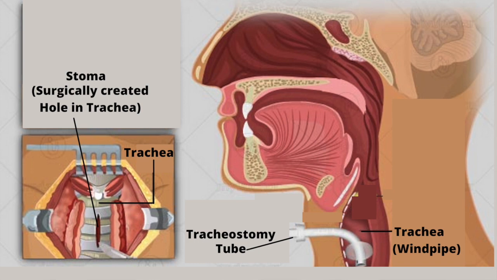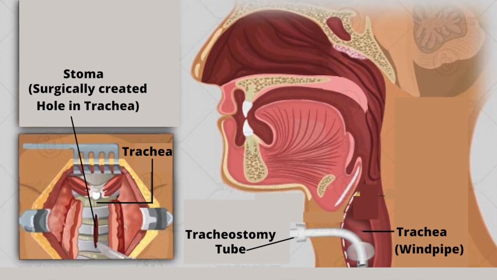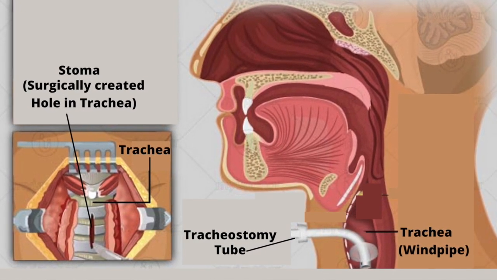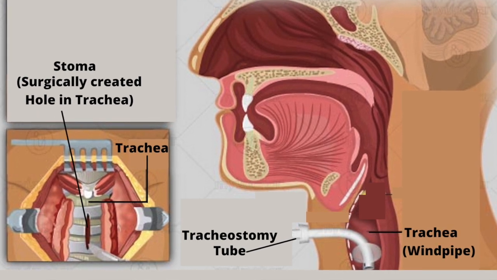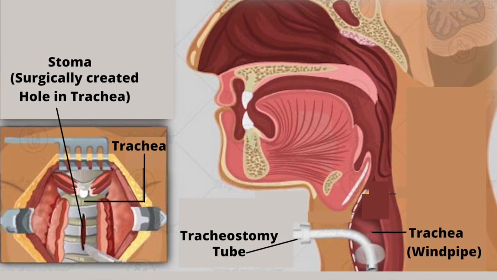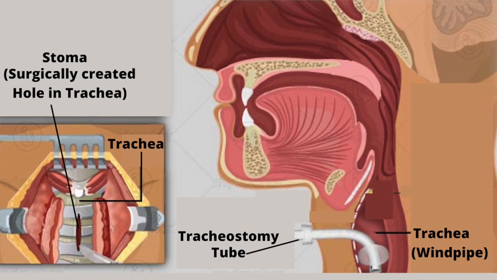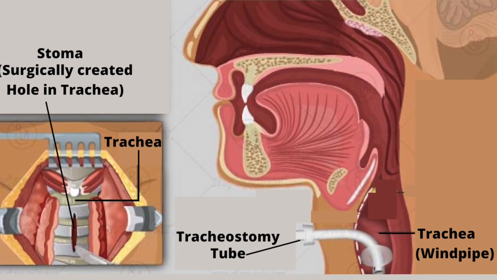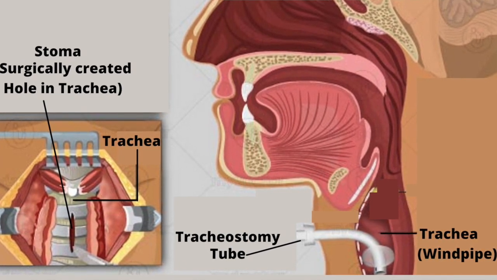Before receiving a tracheostomy tube, a hole in the trachea called a stoma needs to be made. To create a stoma, a surgeon or doctor will sedate the patient and an incision will be made into the patient's neck. Once the hole is made, a tracheostomy tube is inserted.